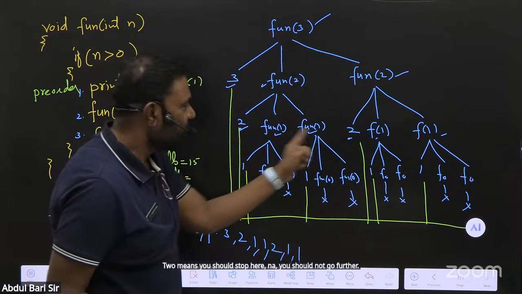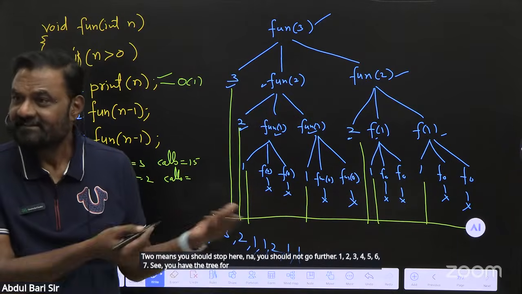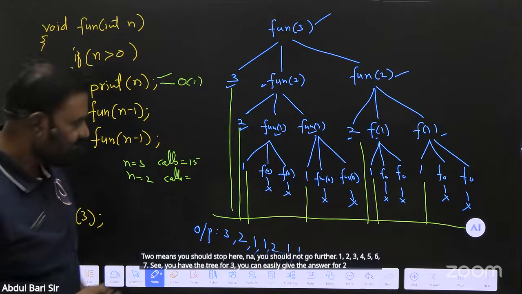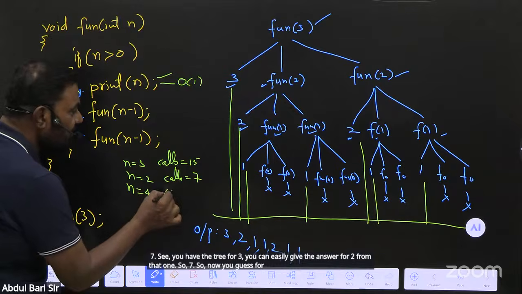1, 2, 3, 4, 5, 6, 7. See, you have the tree for 3. You can easily give the answer for 2 from that one. So 7. So now you guess for 4, how many calls will be made?